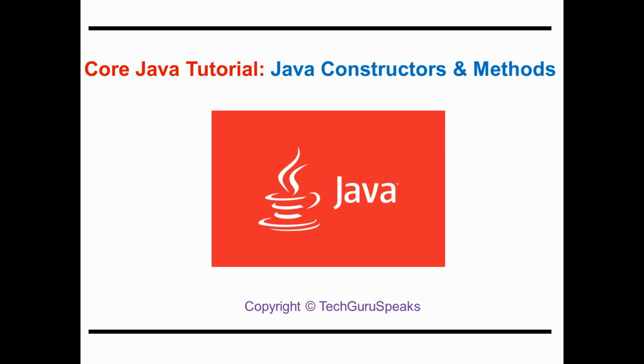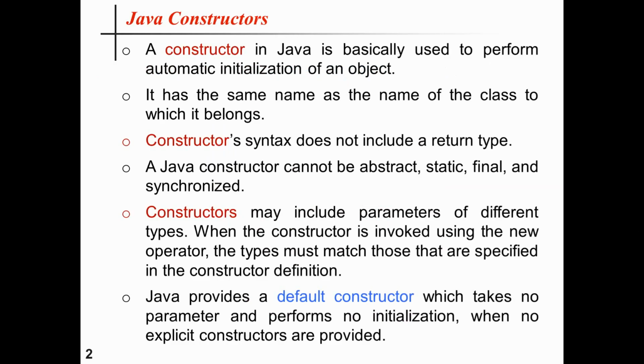Today I would like to describe Java constructors and methods. A constructor in Java is basically used to perform automatic initialization of an object. It has the same name as that of its enclosing class, that means the class to which it belongs. Java constructor syntax doesn't allow a return type, not even void, because Java constructors never return a value.